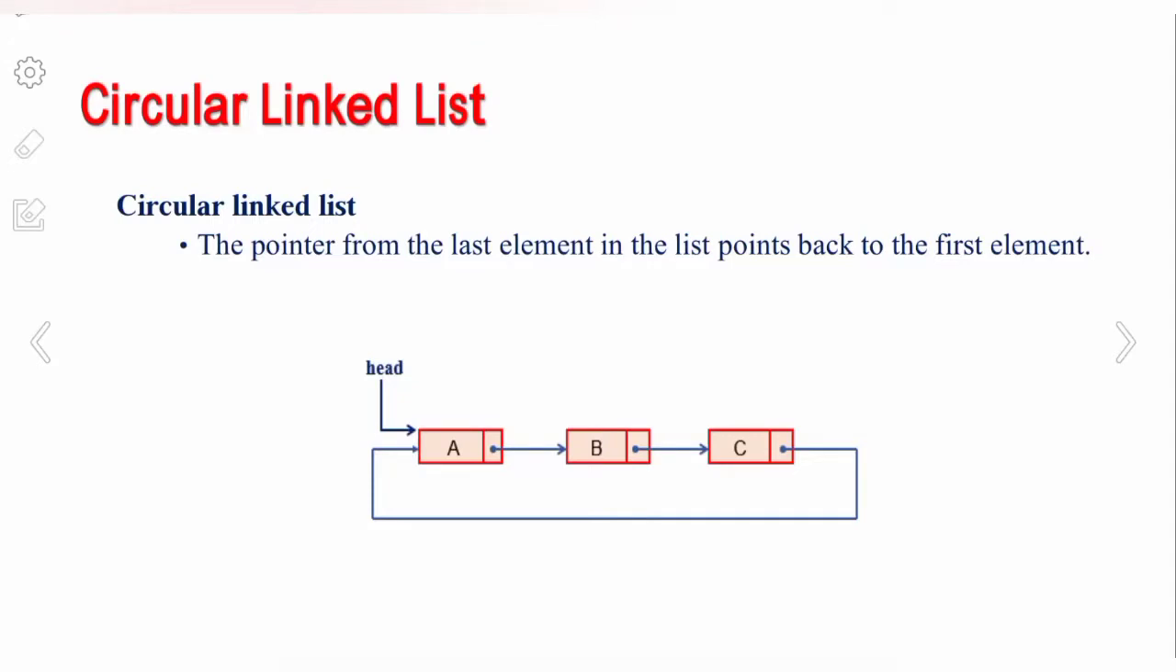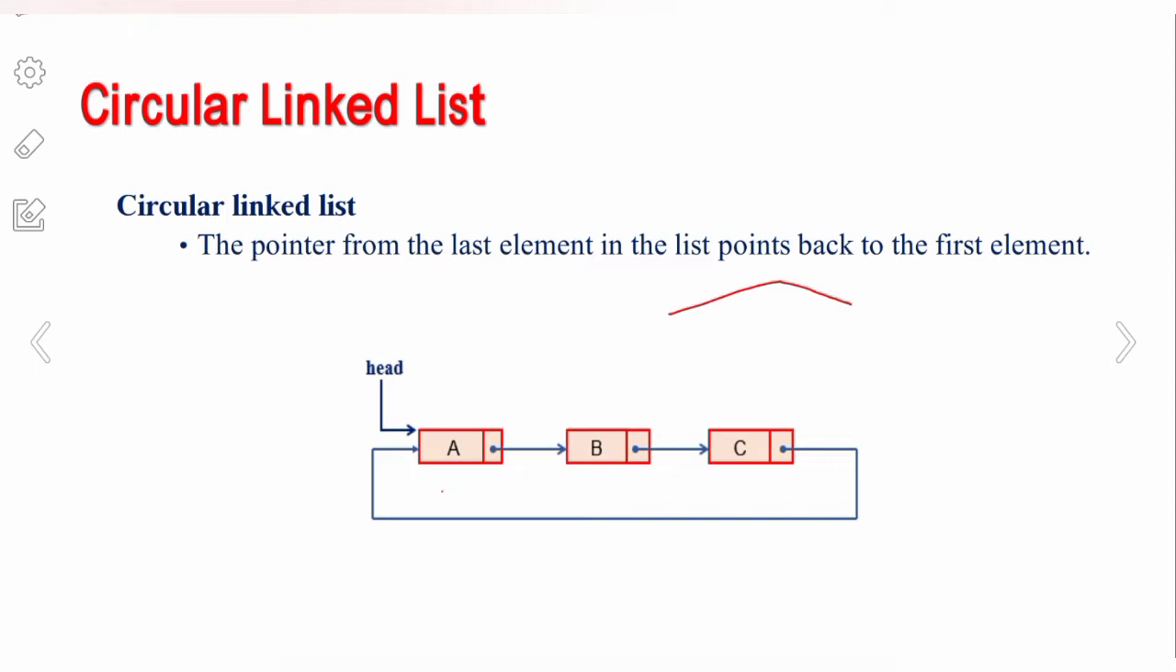In this video we are going to understand about circular linked list. So here the circular linked list means the pointer from the last element in the list points back to the first element. Normally in the linked list we have the head and tail parts, where head is the starting of the linked list and tail is the ending of the linked list.